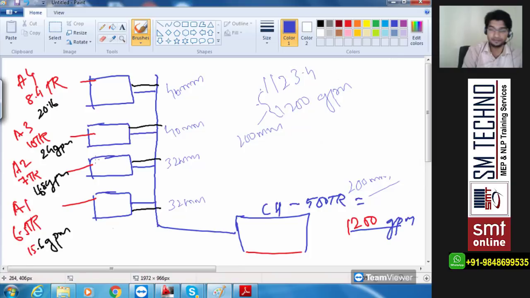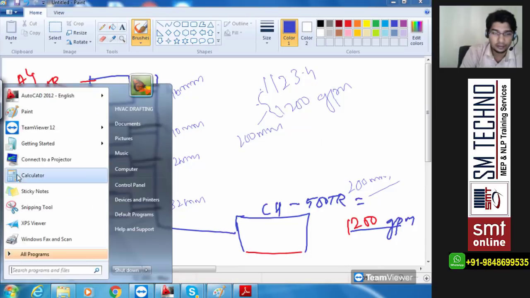Now after doing the subtraction, the next task is to add all the 4 AHUs and tell me the final GPM. I'm going to write here the summation: 15.6 plus 16.8 plus 24 plus 20.16. Very, very quick.